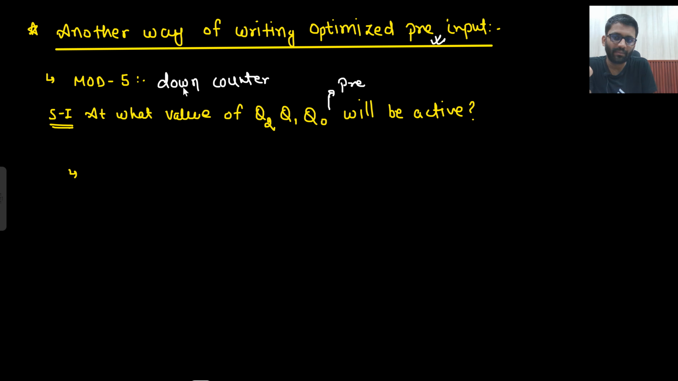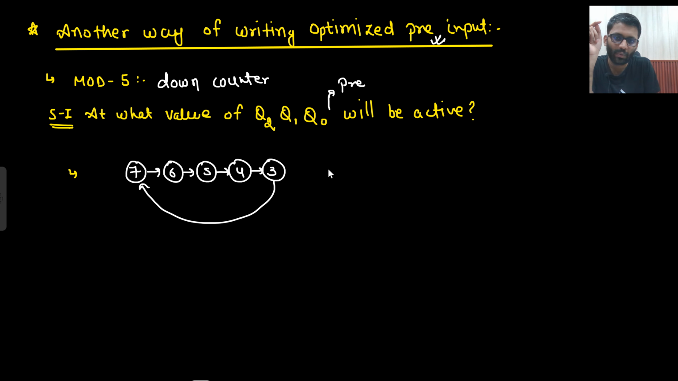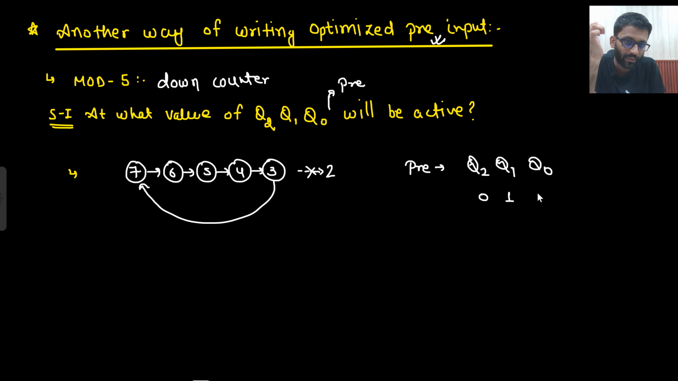So directly I will see that in a mode 5 down counter, the initial states are set. So 7 to 6 to 5 to 4 to 3. Mode 5 down counter it is. 2 I don't want. If I don't want 2, so my pre will be active at, when pre will be active, this is your Q2, Q1 and Q naught. So here pre will be active.